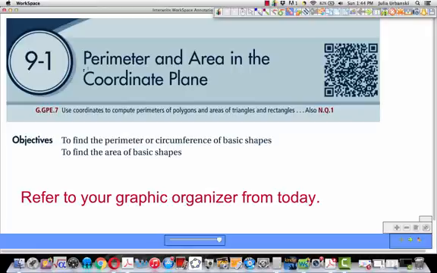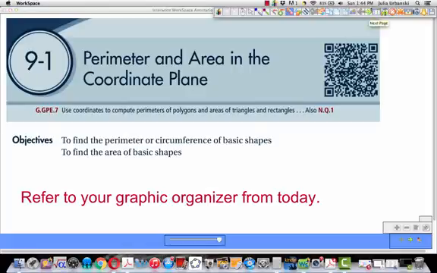Section 9-1 is about the perimeter and the area. Section 9-1, it's about the perimeter and the area in the coordinate plane, which just means a two-dimensional plane. Your objectives are to find the perimeter or circumference of circles of basic shapes and also to find the area of the basic shapes. You're going to want to refer to the graphic organizer with all the information you did from today.